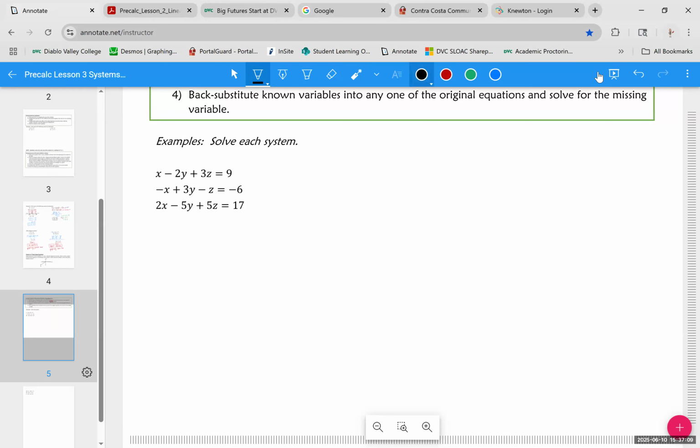We said we were going to use equation 1 and equation 2. I often label my steps in three equations and three variables because it's easier to track what I'm doing. So equation 1, like this would be 1, 2, and 3. x minus 2y plus 3z equals 9. And negative x plus 3y minus z equals negative 6. I'm going to add these together.